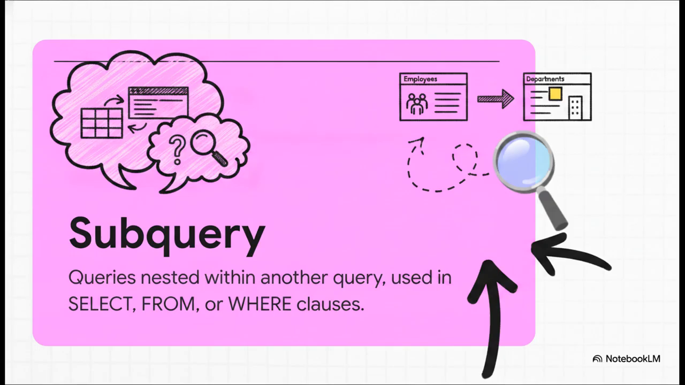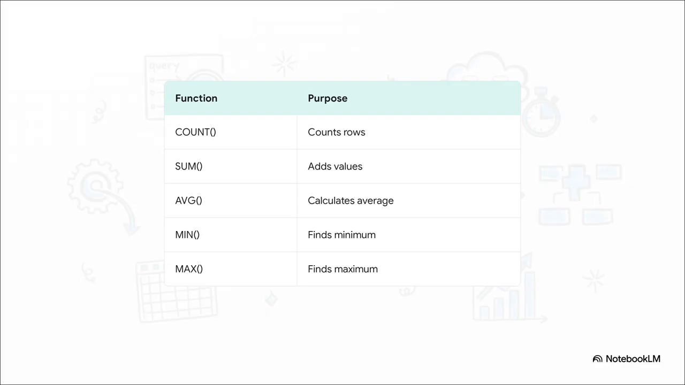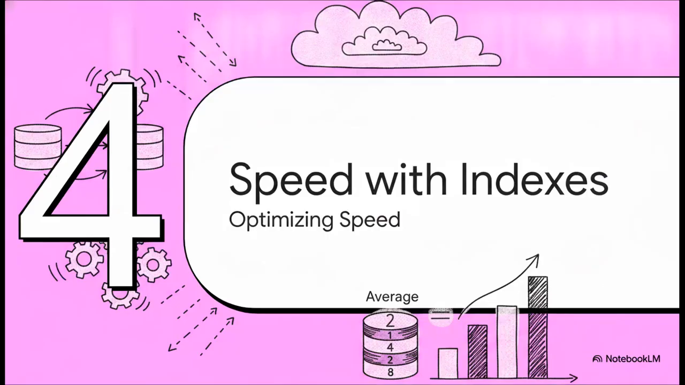It's super clever. Now, what if you need to summarize all that data? That's where aggregation functions come into play. MySQL gives us some incredibly powerful math tools right out of the box. Count simply tallies up the number of rows, which is great for finding your total number of employees. Sum adds values together, perfect for calculating, say, total payroll. Average calculates the average, maybe for employee salaries. And min and max, they just find the lowest and highest values in a data set. Basically, you're making the database do all the heavy lifting, so your application code doesn't have to sweat it. Which naturally brings us to Section 4, optimizing speed with indexes.